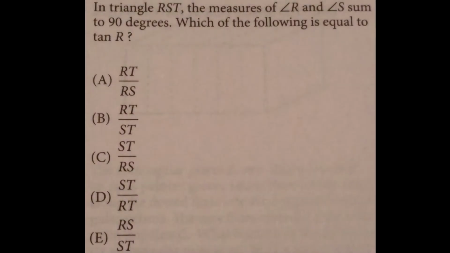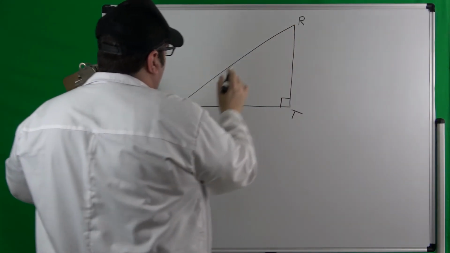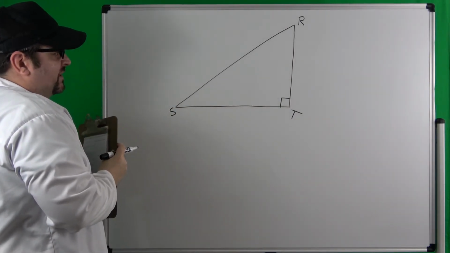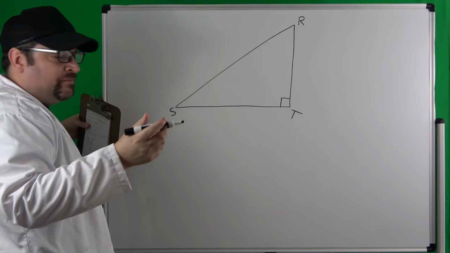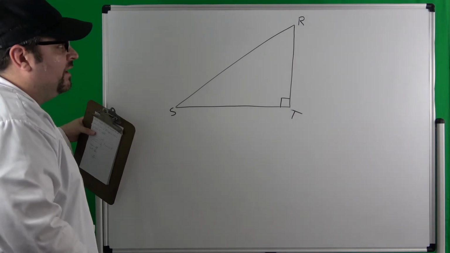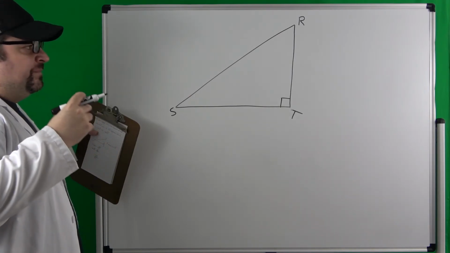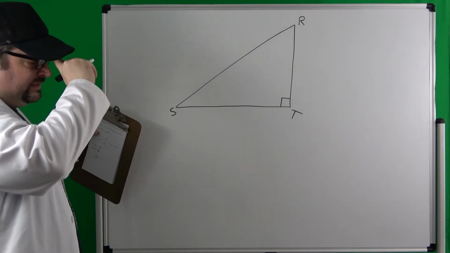In triangle RST, the measures of angle R and angle S sum to 90 degrees, which is equal to tangent R. Okay, so since we know that R and S, the angles, add up to 90 degrees, well, since a triangle adds up to 180, that means angle T has to be 90 degrees by itself. So that makes it a right triangle, which means we can use sine, cosine, tangent on it easily.